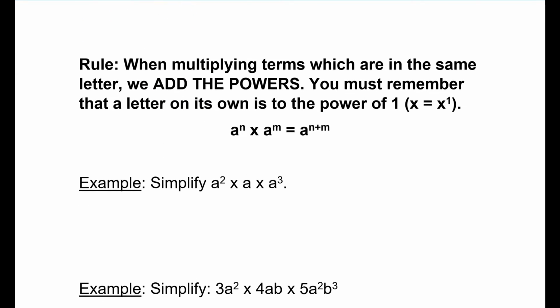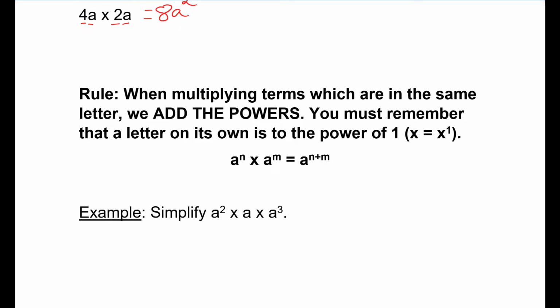You also need to remember that when we multiply terms which have the same letter, you add the powers. We've done this when we were doing laws of indices. For example, if I had x cubed times x squared, I would have x to the power of 5. If I have x times x to the 5, I would have x to the power of 6, because x on its own is x to the power 1.